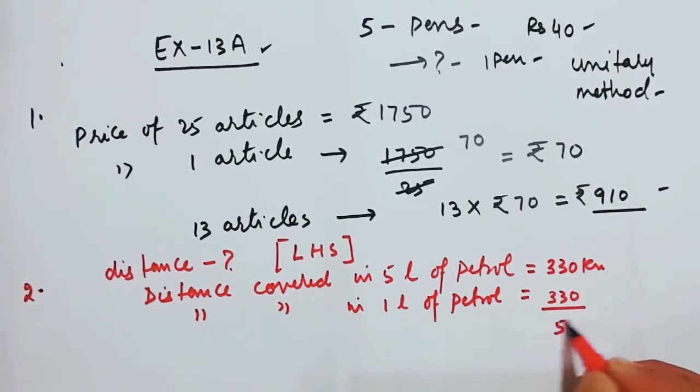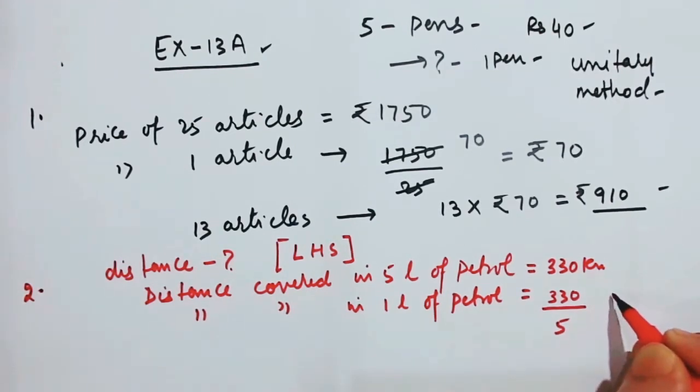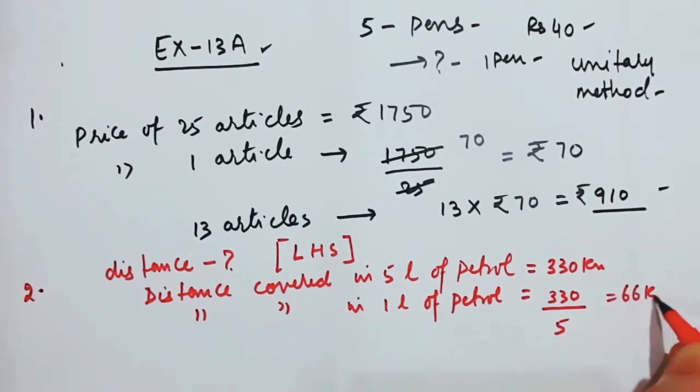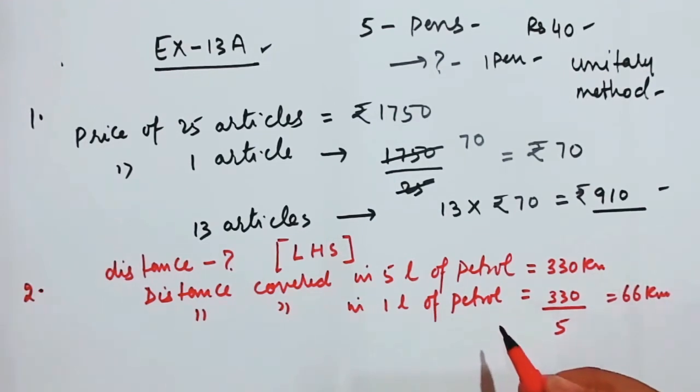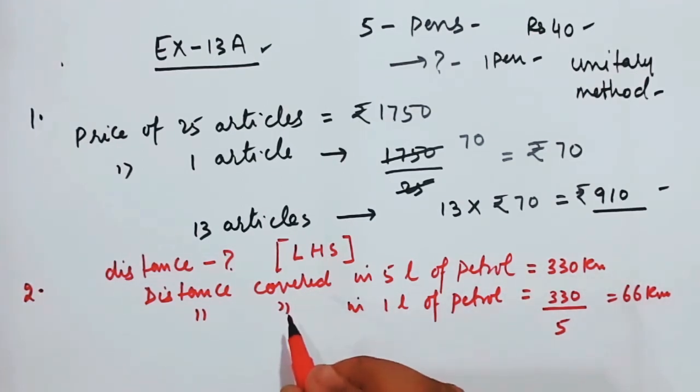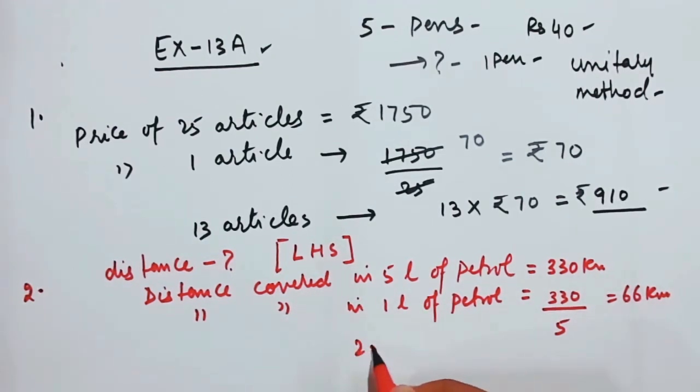330 divided by 5. This will give you how much? This will give you 66 kilometers. Fine. So how much distance will it cover in 1 liter of petrol? See, in 1 liter of petrol I found it out in 2.5 liters of petrol. Okay, 2.5 liters of petrol.